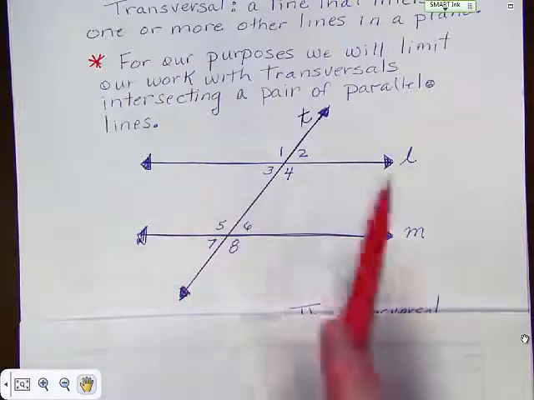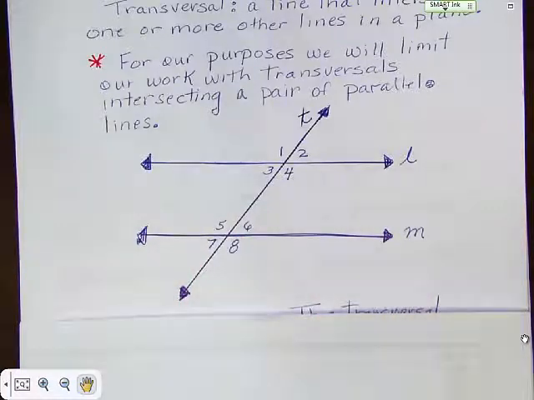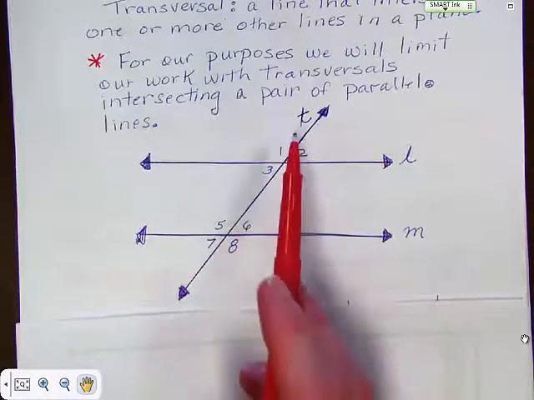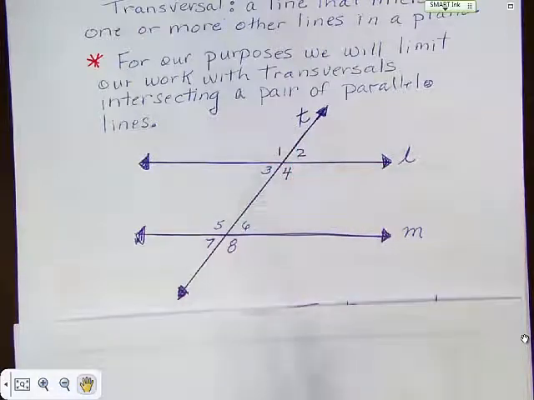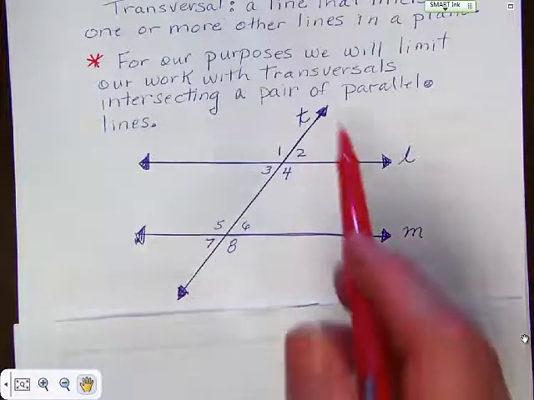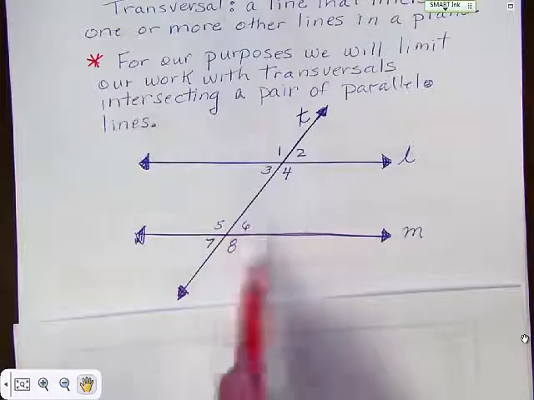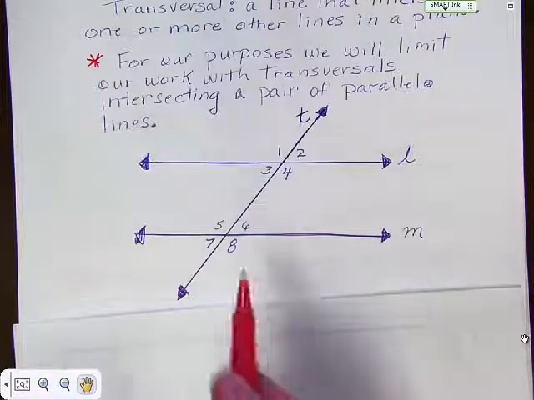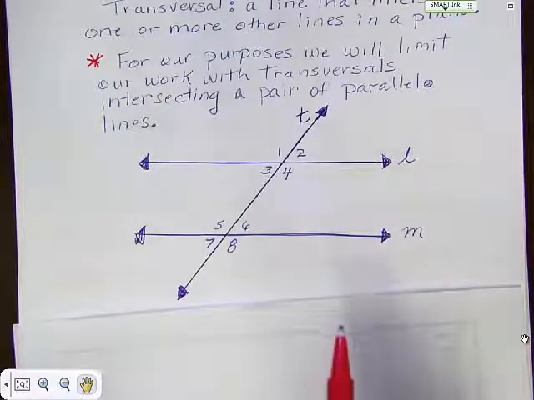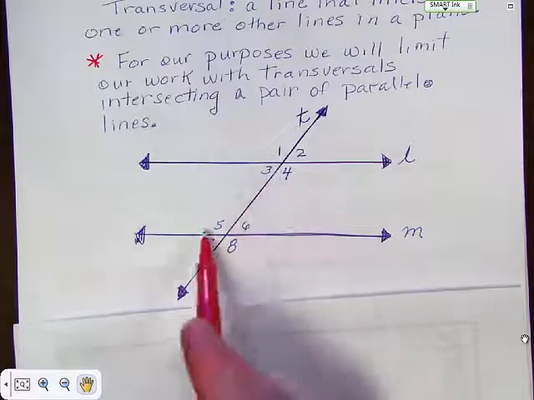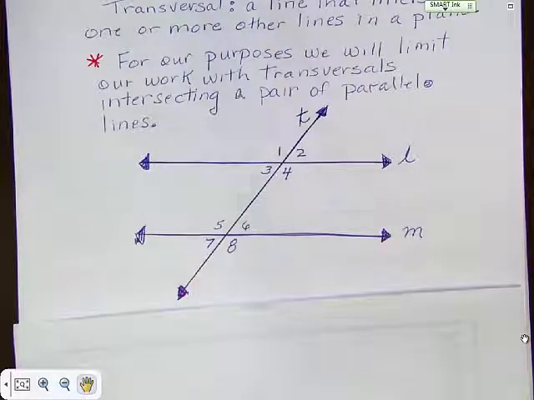You've got line L and line M, and they are parallel to each other. And then you have T, which is our transversal. Now, when T intersects line L and M, it creates a lot of angles. To be precise, in this case, it creates 8: 1, 2, 3, 4, 5, 6, 7, 8. So you need to draw the parallel lines, the transversal, and you need to label the angles.